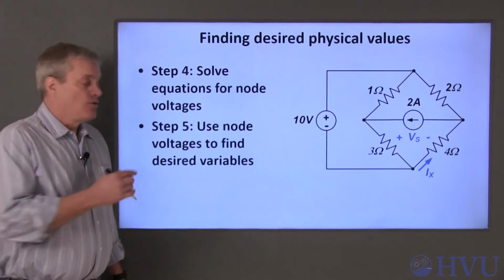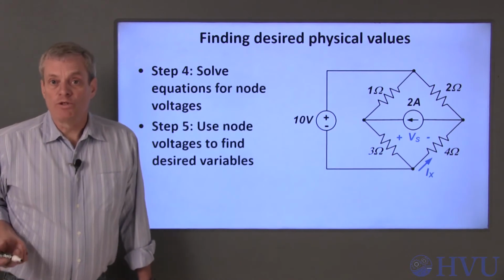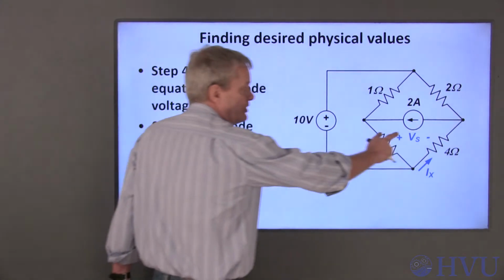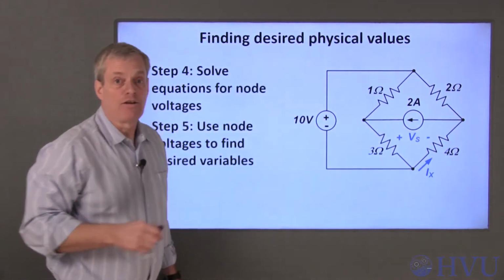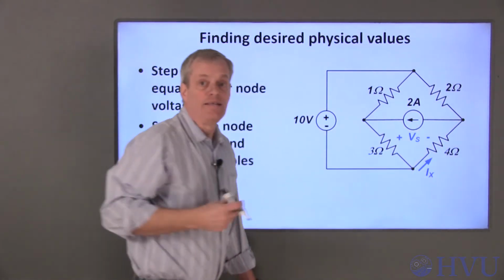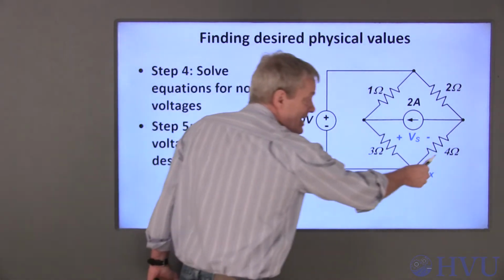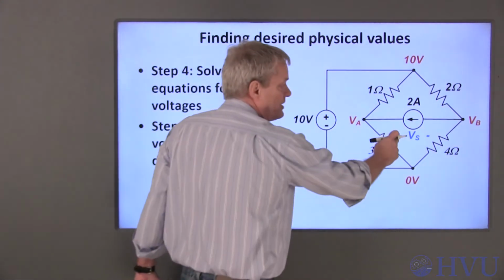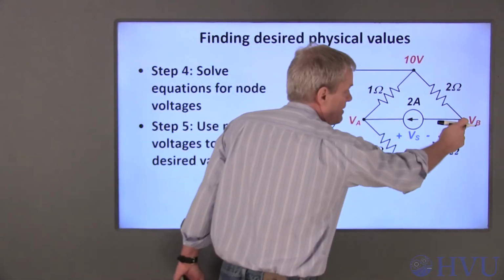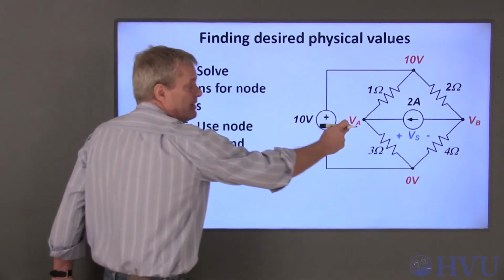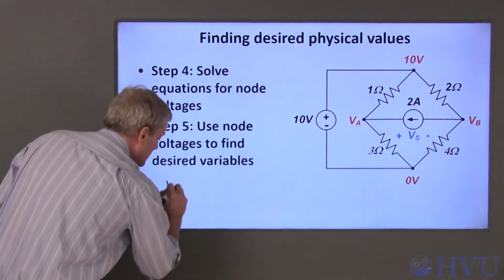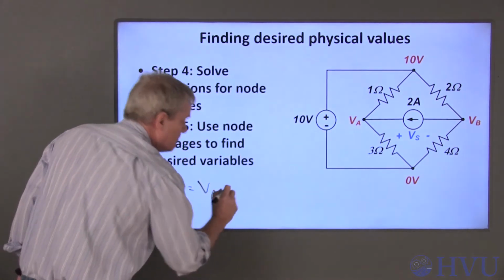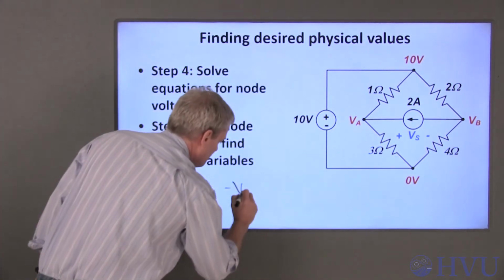The final step in nodal analysis will be to use the node voltages to determine the variables of interest. For my example, I'm going to find the voltage across the source, V sub S, and the current through the 4 ohm resistor, I sub X, defined positive in this direction. To find V sub S, that's the difference in the voltage between VA and VB, with VA assumed to be the positive terminal. So VS is just the voltage at the positive terminal minus the voltage at the negative terminal.